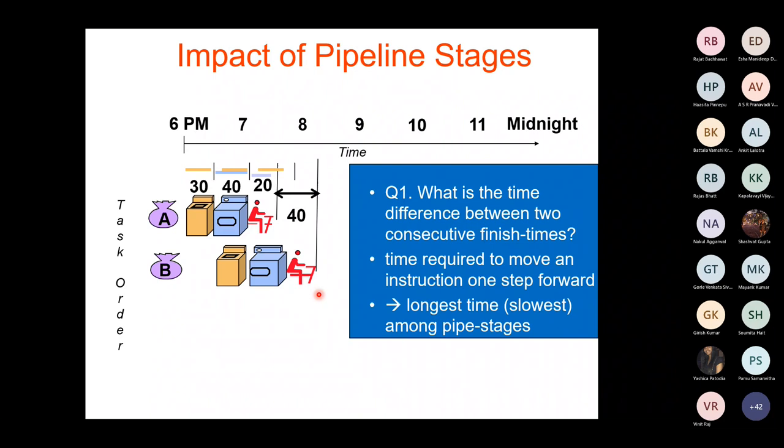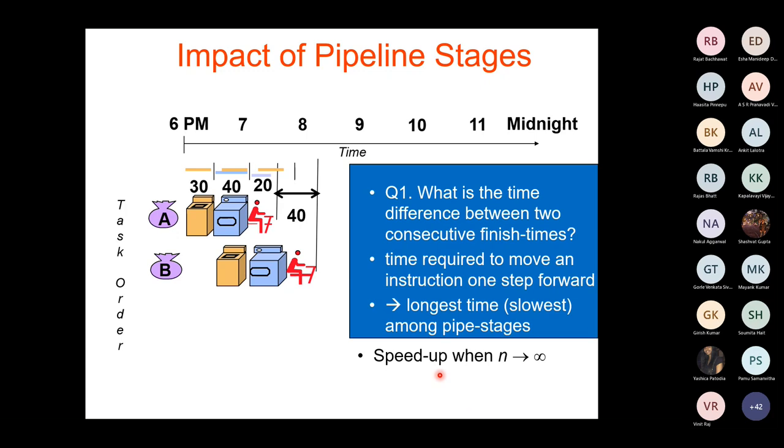So initially you have a latency of 90 minutes here, because 30, 40 plus 20. So this is the initial latency. After that, every user can finish his or her job in an additional 40 minutes, isn't it so? And that's how you calculate that the total speed up is 3.5. So we have two observations here. One is the longest or the slowest pipe stage determines the consecutive finish times, or the emission rate.